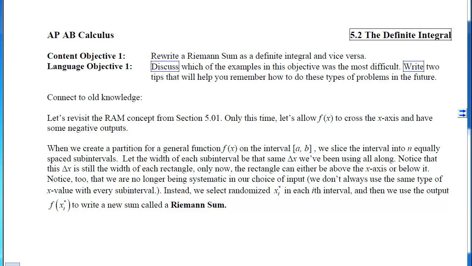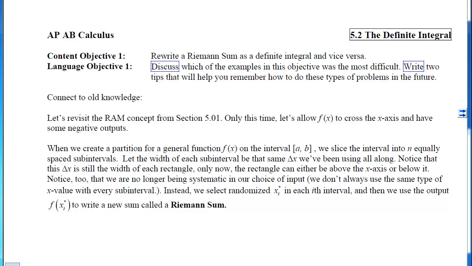This is section 5.2, the definite integral, and our first objective is to rewrite a Riemann sum as a definite integral and vice versa. When we're done, I'd like you to be able to discuss which of the examples in this objective was the most difficult and write 2 tips that will help you remember how to do these types of problems in the future.